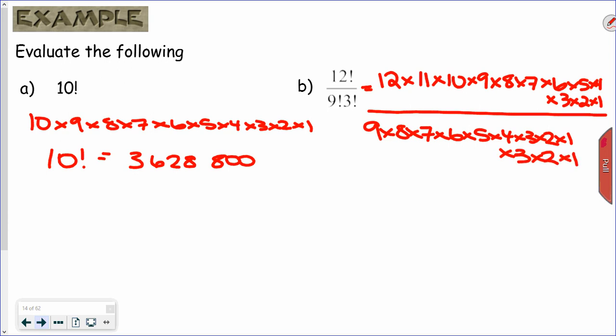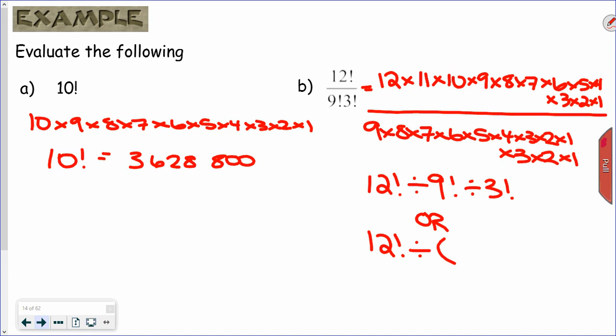But again, if you know where that button is, you can just punch it in. So you punch in 12 factorial divided by 9 factorial divided by 3 factorial. Or you punch in 12 factorial divided by, and then in brackets, 9 factorial times 3 factorial. At the end, you get an answer of 220, no matter which way you do that.